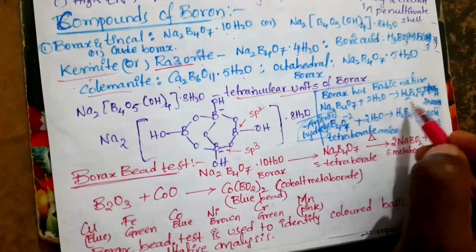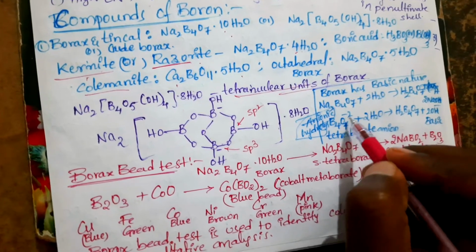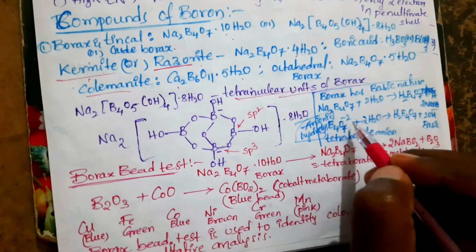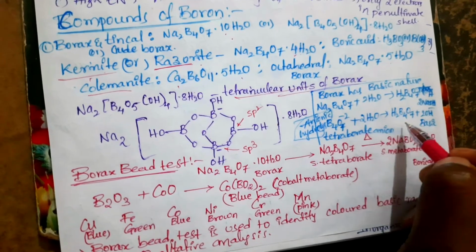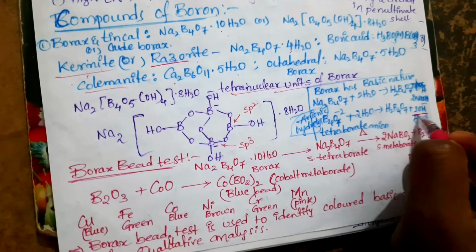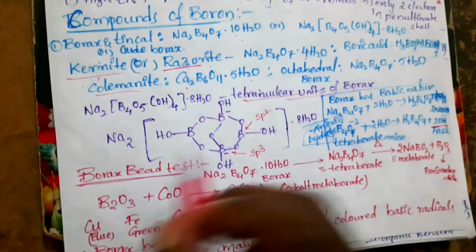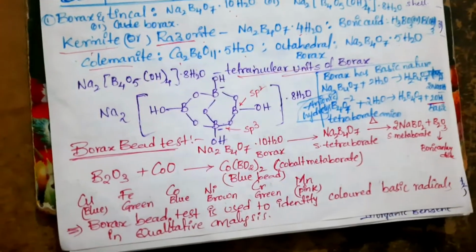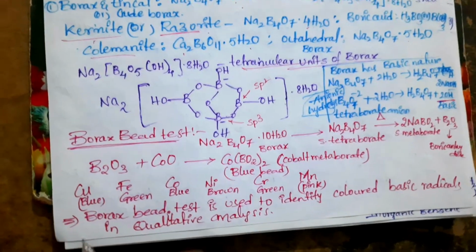The tetraborate ion, H2B4O7, which is formed as B4O7 2-, will undergo hydrolysis and give OH- ions. For that reason, borax has basic nature, which participates in anionic hydrolysis.